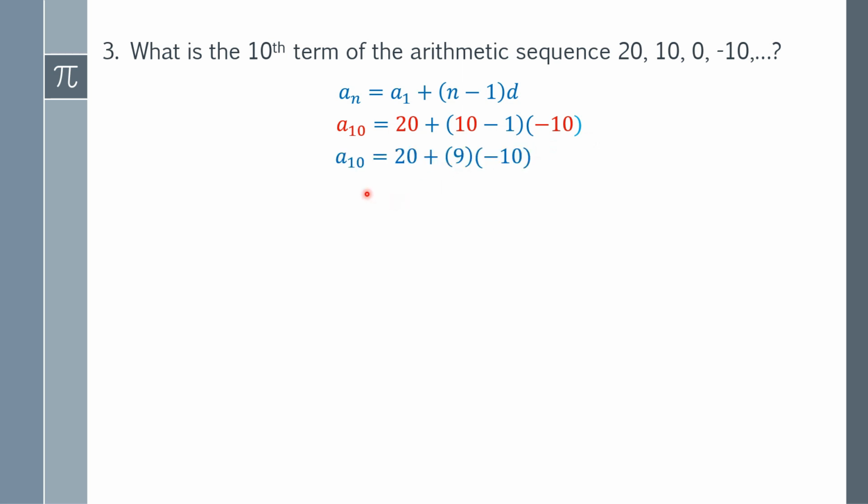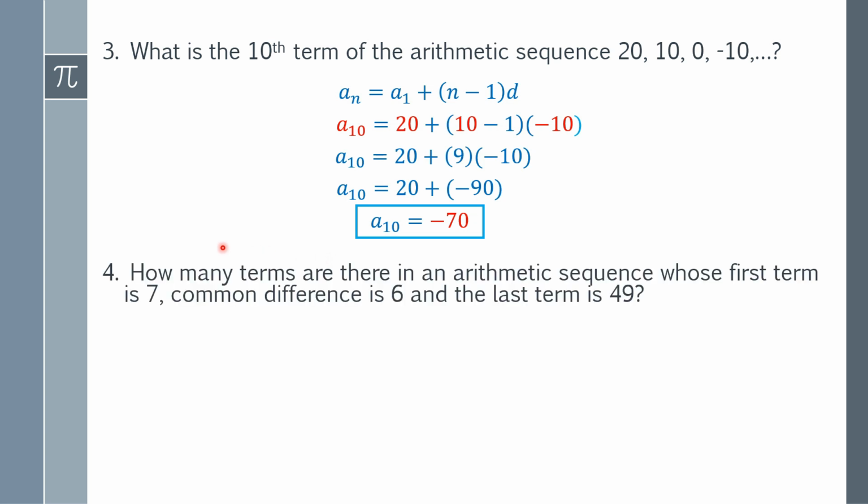Next, a sub 10 is equal to 20, bring down, plus 10 minus 1, which is 9, and then bring down negative 10. A sub 10 is equal to 20 plus 9 times negative 10, which is negative 90. And lastly, a sub 10 is equal to 20 plus negative 90, which will give us negative 70. And that is our 10th term.